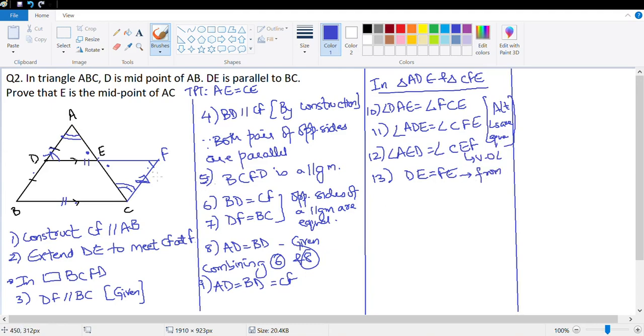Where did we get this equal? Not DE is equal to FE. We got AD is equal to CF. My mistake. This is not DE is equal to FE. My mistake. Number 13 is AD is equal to CF. This is from number 9. So we've got, let's mark what I have said. I have said that this angle and this angle are equal. I have said this side and this side are equal. I have said this angle and this angle are equal.